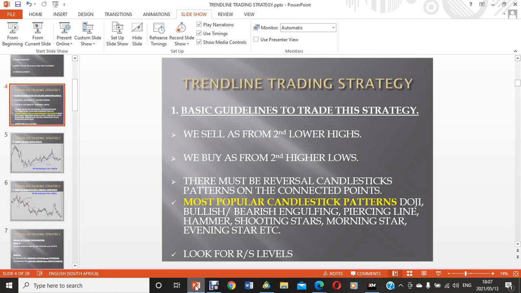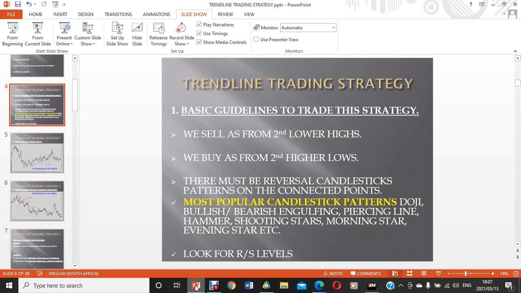Moving forward, there must be a reversal candlestick pattern on the connected points. On the second lower high, we must have a bearish reversal candlestick pattern. On the second higher low, if we are looking for a bullish position, we must have at least one bullish reversal candlestick pattern. The most popular reversal candlestick patterns are the doji, bullish or bearish engulfing pattern, piercing line, hammer, shooting star, morning star, evening star, etc.